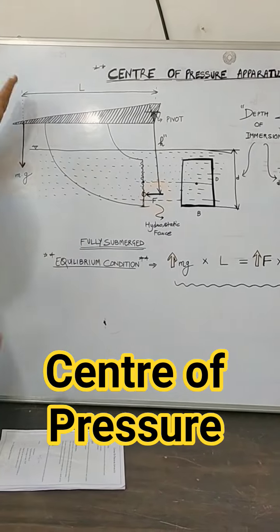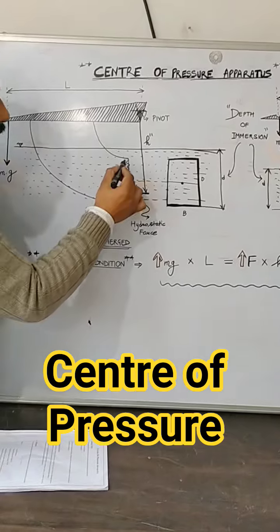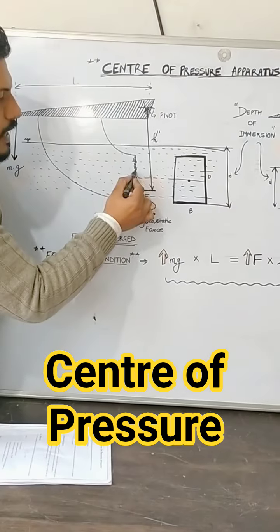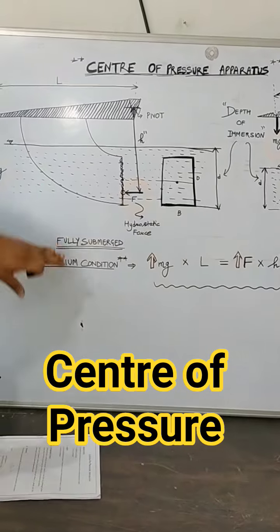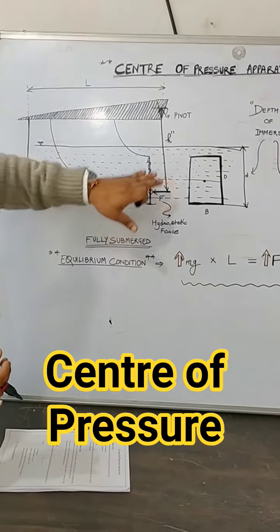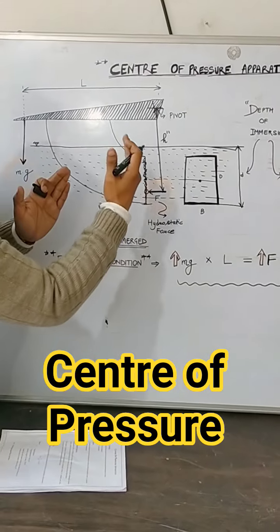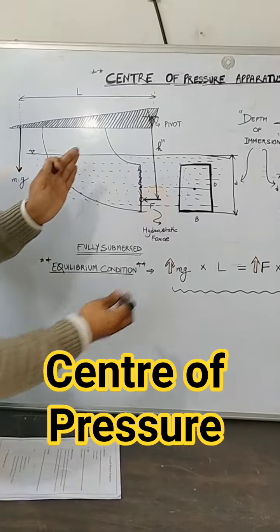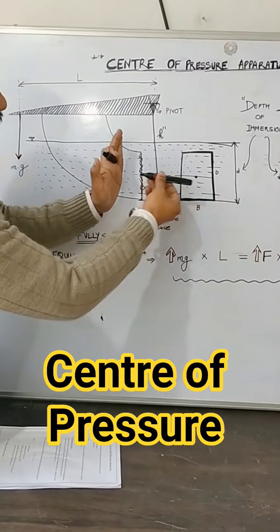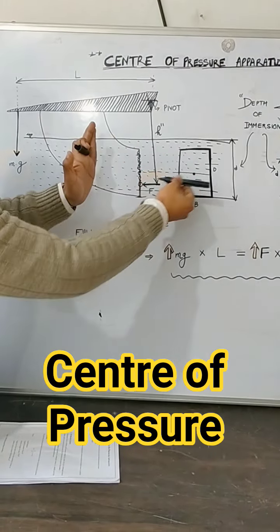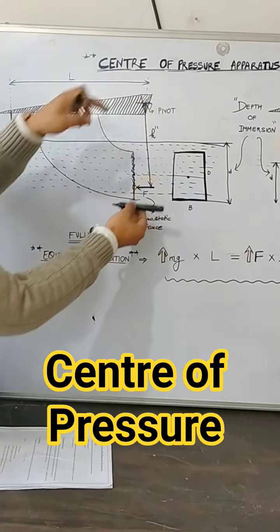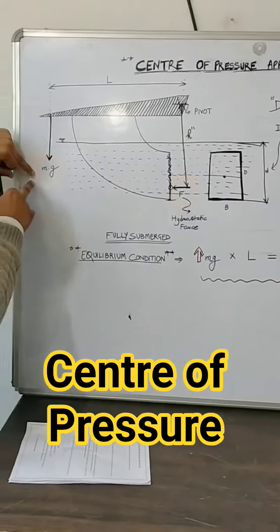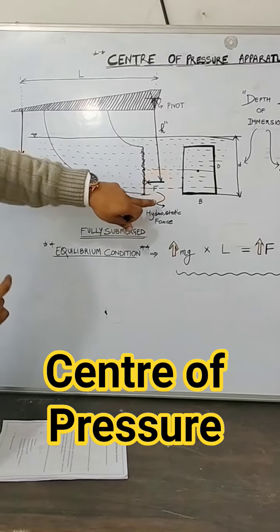mg into L, and correspondingly this is the plane surface. This is the plane surface we have to determine. So on this plane surface, as this is the case of fully submerged, the cross section of this plane is fully submerged in water, and the hydrostatic force is acting in this perpendicular direction to this. So the distance between this hydrostatic force and the pivot point is h double dash. So this couple due to this mg force will be balanced by this hydrostatic force.